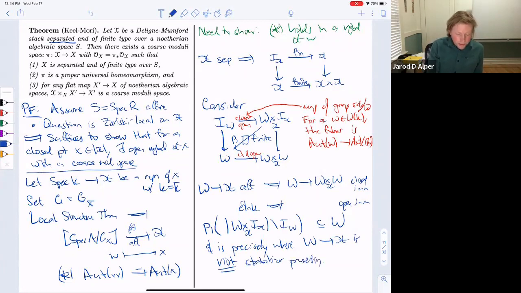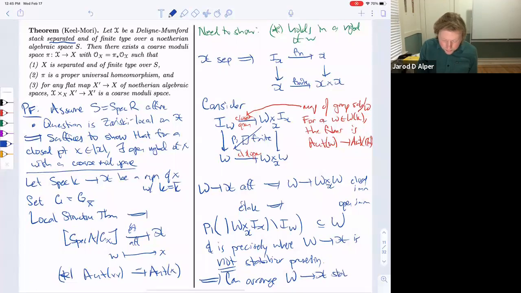And moreover, we're given a point of W at which we know it is stabilizer preserving. So if we just throw away this whole closed subset, the upshot is that we can arrange that W to X is stabilizer preserving. And we can even arrange that this map is surjective, because we just need to show there's an open around our point, and it's a Zariski local question. All right, so now we're in good shape.